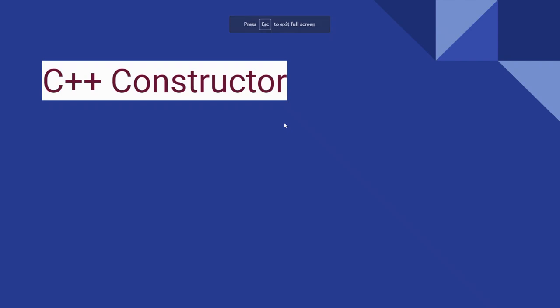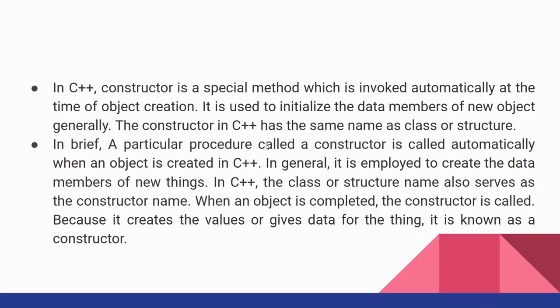We will discuss C++ constructors. In C++, a constructor is a special method which is invoked automatically at the time of object creation. It is generally used to initialize the data members of a new object. The constructor in C++ has the same name as the class or structure.